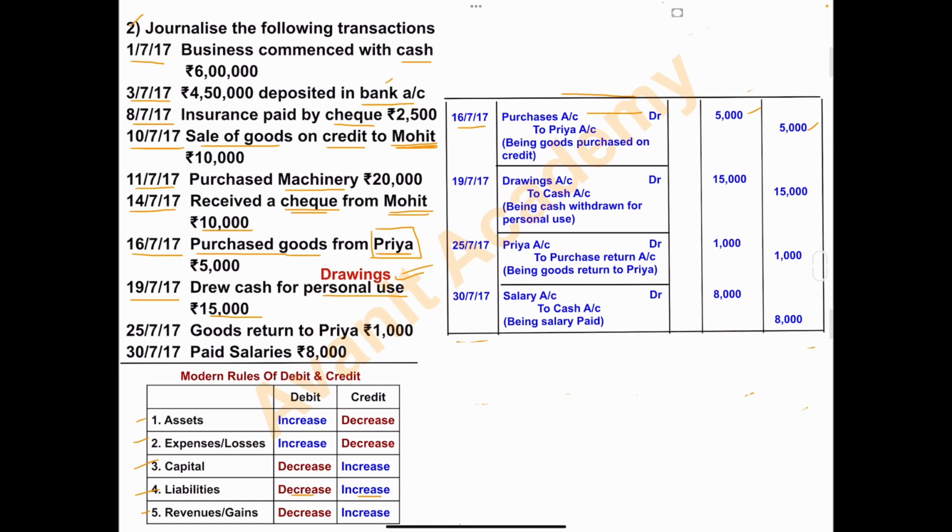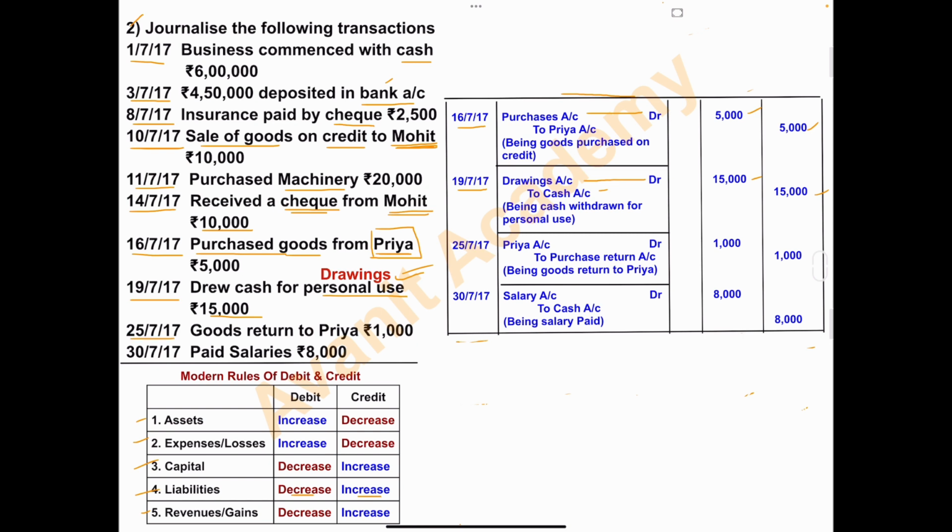If cash is withdrawn, the cash balance decreases. So which account is to be credited? Cash account. Decrease in cash balance is to be credited. So in this transaction, drawings account is to be debited and cash account is to be credited. So the entry is on 19th July, drawings account debtor to cash account and the amount is 15,000 and the narration is being cash withdrawn for personal use.